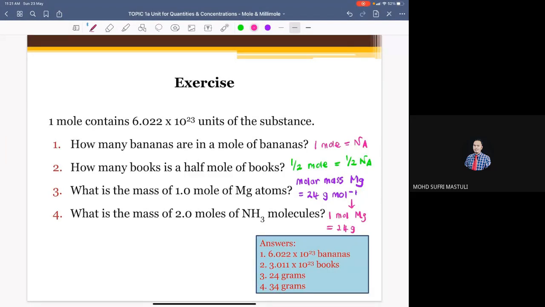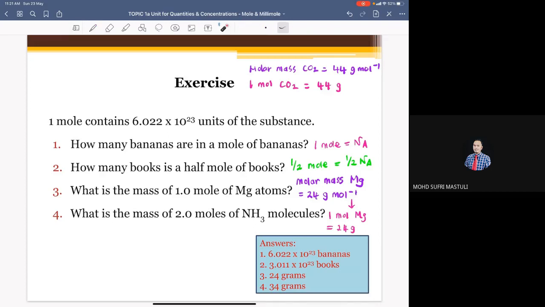Like the molar mass of CO2 that we calculated just now is 44 gram per mole. So we can understand this one: 1 mole of CO2 contains 44 grams. Okay.